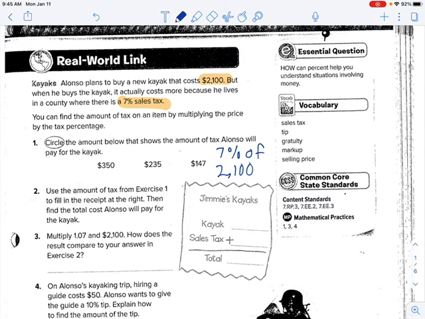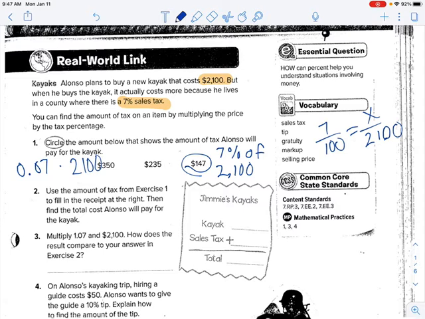Now you can do that with an equation, or you can use a proportion. And $147 would be the amount of the tax that he needs to pay on his kayak. So if his kayak is $2,100 and he pays an extra $147, he's now going to pay $2,247 for his kayak.